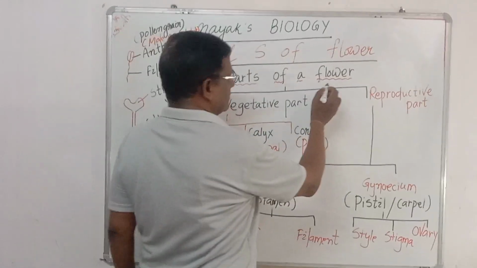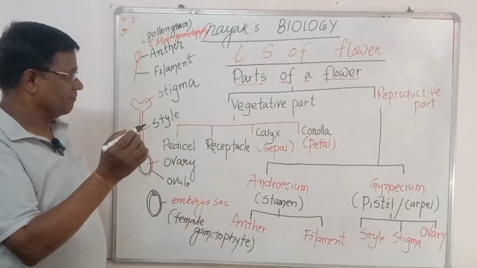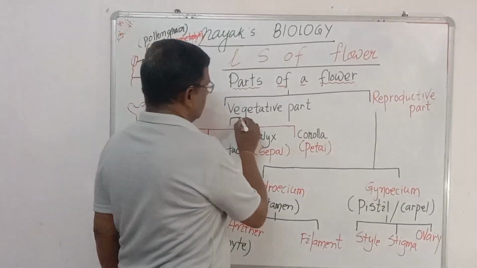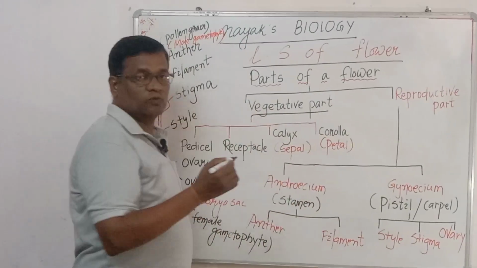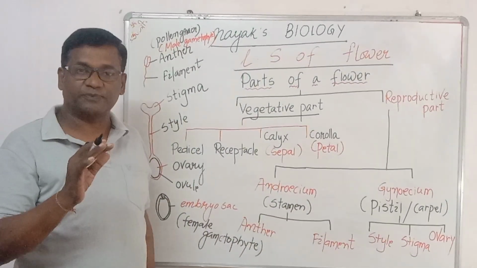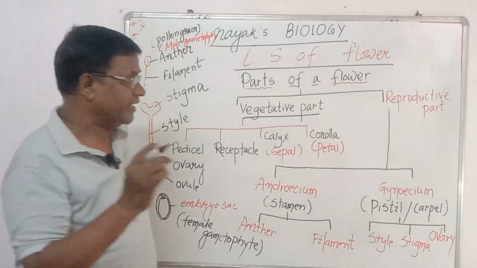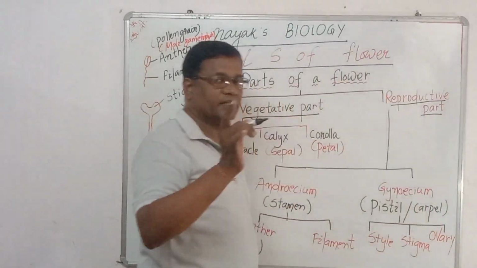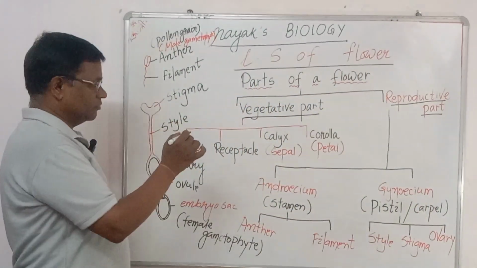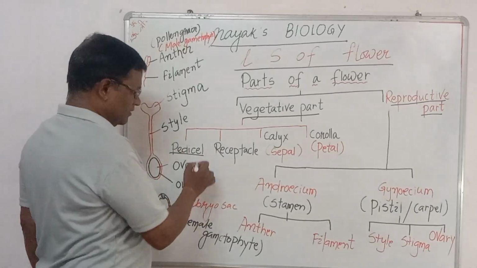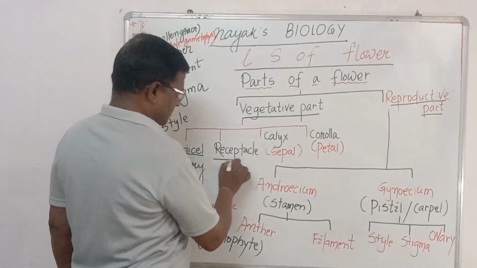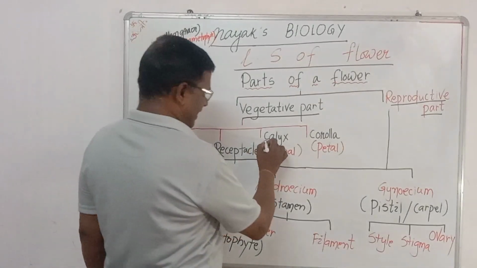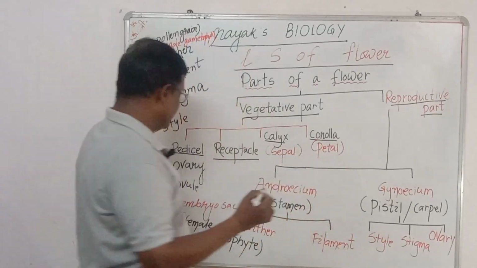When we discuss the parts of the flower, there are two types of parts. One is the vegetative parts, which are not responsible for reproduction, and the other is the reproductive parts, which are responsible for reproduction. So what are the vegetative parts? They are the pedicel, receptacle, calyx, and corolla. What is the pedicel?